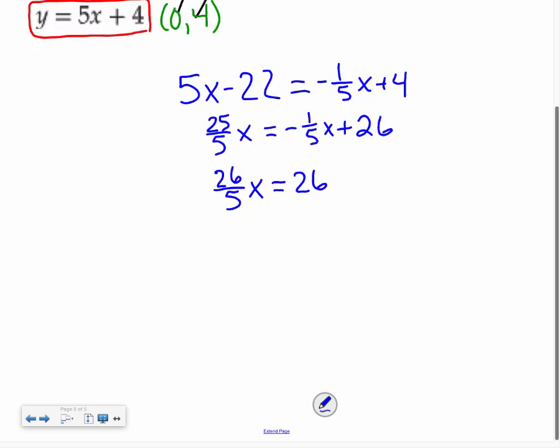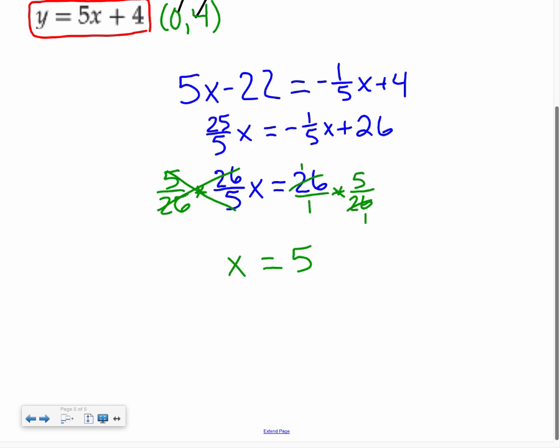I am multiplying a fraction times x, so to undo my multiplication, I need to divide by a fraction, which, dividing by fractions is the same as multiplying by their reciprocal. So if I multiply both sides by the reciprocal, I can cross-reduce. That just becomes x equals, 26 and 26 become 1 and 1, so we have 5. So we know our x value of the intersection is 5.